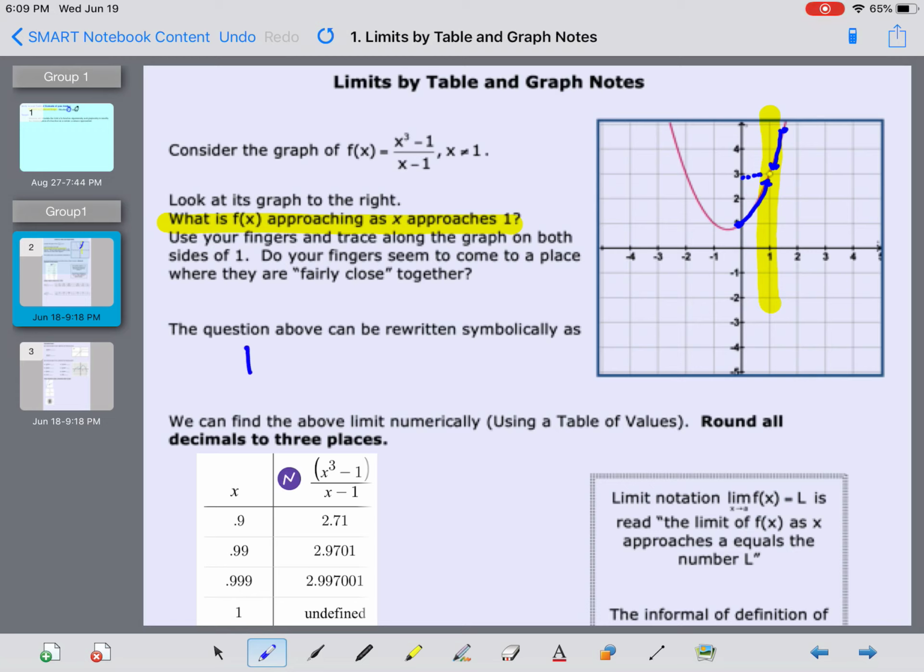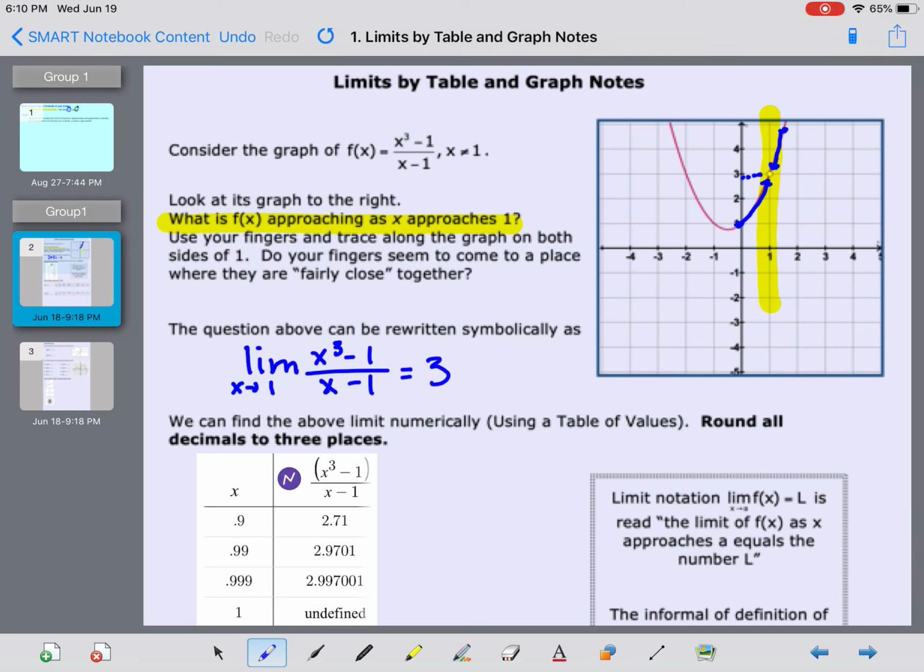So we're talking about the idea of a limit. We use LIM for limit of the function, and we can either write f of x because it does have a name, or we can write the function here, and I'm just going to write the function. So the limit of (x cubed minus 1) over (x minus 1) as x approaches 1 is equal to 3.